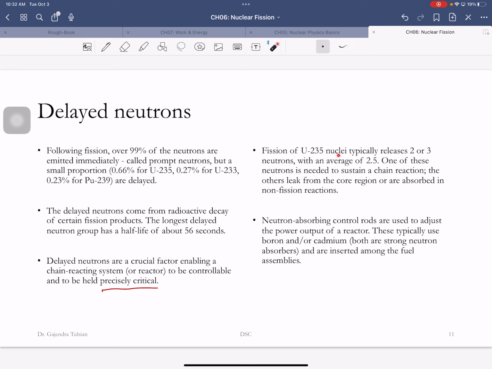Fission of U-235. One of these neutrons is needed to sustain a chain reaction. The other leaks from the core region or is absorbed in non-fission reactions. They're absorbed by control rods. Neutron-absorbing control rods are used to adjust the power output of the reactor. These typically use boron or cadmium. Both are strong neutron absorbers and are inserted among the fuel assemblies.